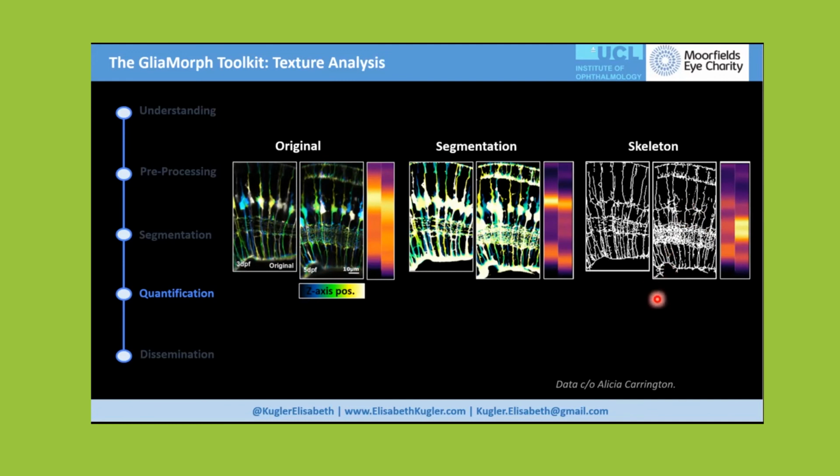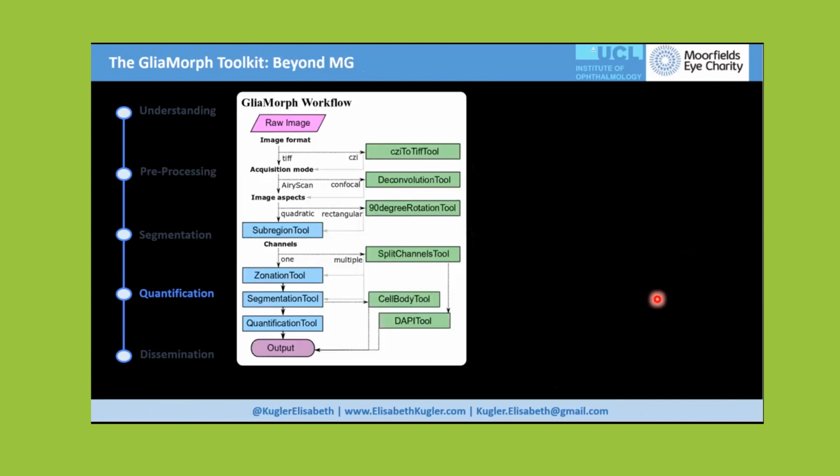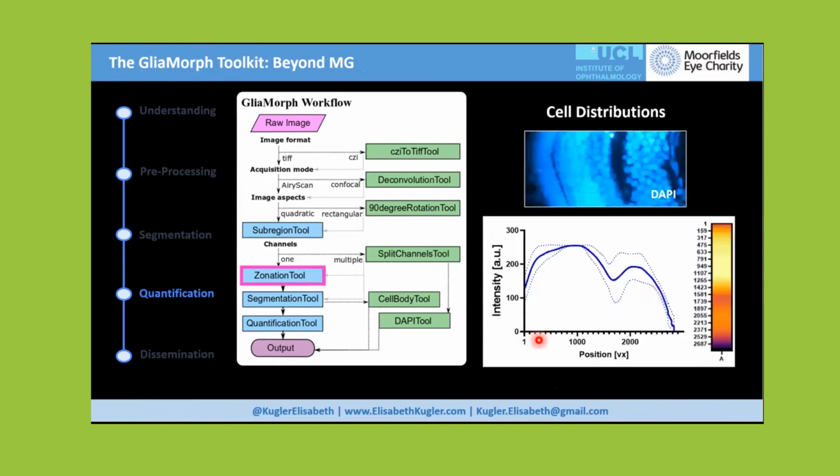But I think this is really interesting just to look at your data from a very, very different perspective. But all of this is very much glia focused, and like I said, GliaMorph is implemented as a modular toolkit. And this means you can take certain steps and just apply them to other data, such as, for example, this zonation tool, which is the one that plots your data from this apical to basal pass. You can apply this for DAPI staining to measure your distributions of your cell nuclei. It's just a different representation.